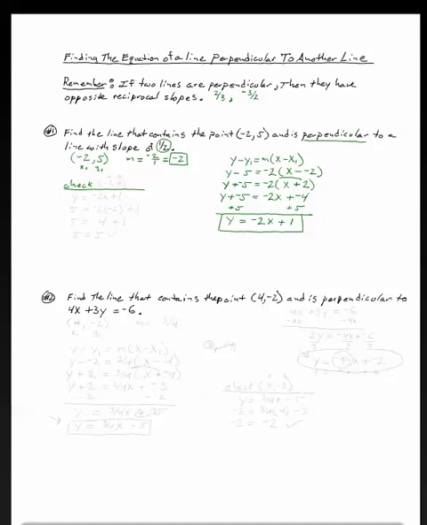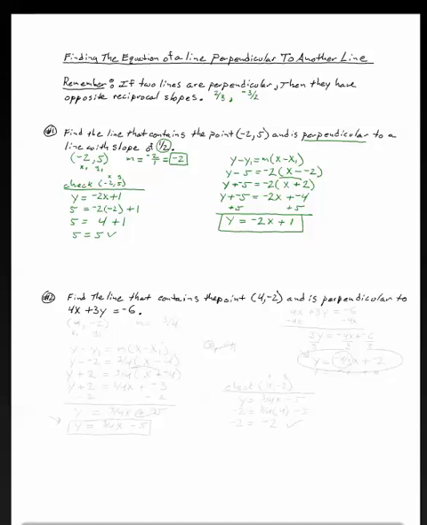Now we want to check to make sure that it contains the point -2, 5. So we plug it in. And remember, this is our x and our y. So we've got y equals -2x plus 1. y is 5, so 5 equals -2 times x, which is -2, plus 1. So 5 equals -2 times -2, which is +4, plus 1. So 5 equals 5. And that does check.